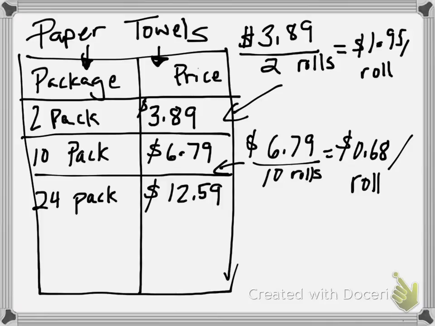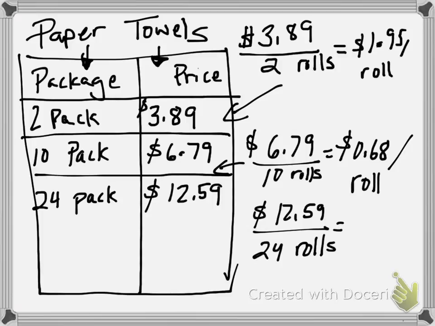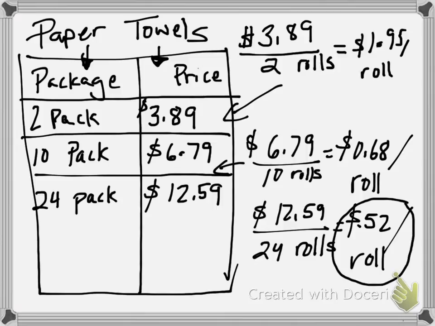Now down here for the 24 pack, I'd have $12.59 that I'm paying, but that gets me 24 rolls. So when I do that division, I'm going to have, let's see, $12.59 divided by 24. So now I'm down to 52 cents per roll. So if I'm looking to get the best buy, the cheapest price per roll, it's right here, and that's the 24 pack.